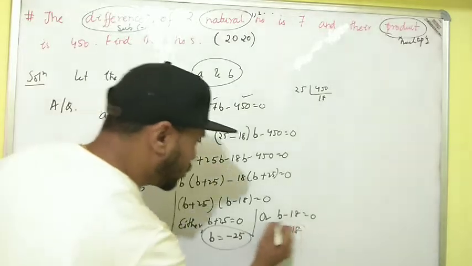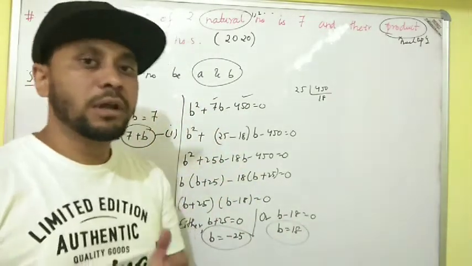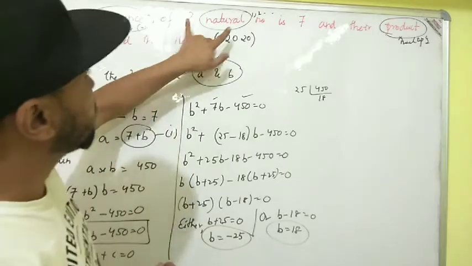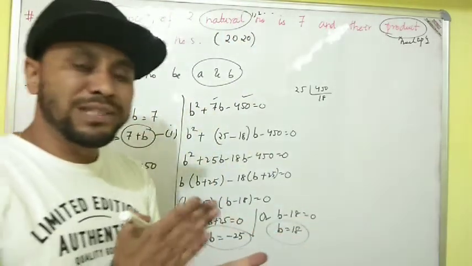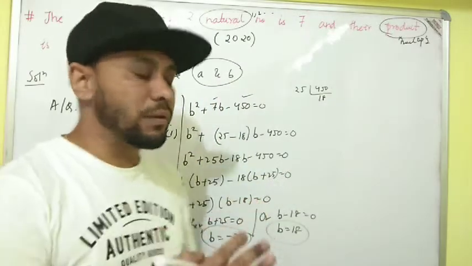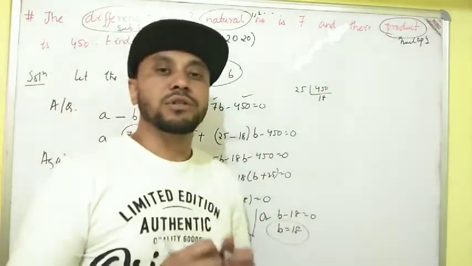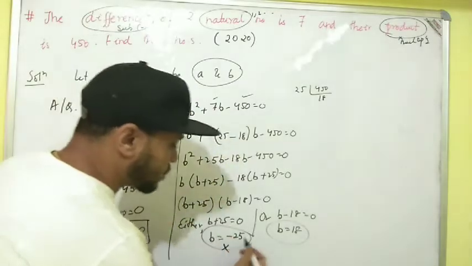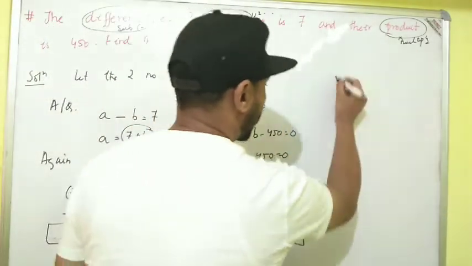Now we got two values of B. But we cannot take both the values. Why? Because if you look at the question, we are finding two natural numbers. Natural numbers are the numbers which start from 1, so all positive numbers. That means minus 25 is not a natural number, so neglecting minus 25, we'll take the value of B as 18. Now let's find the value of A.